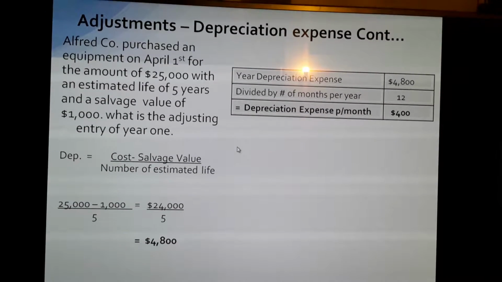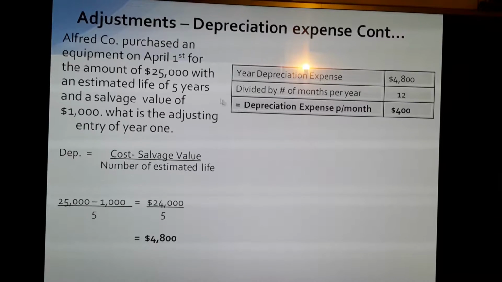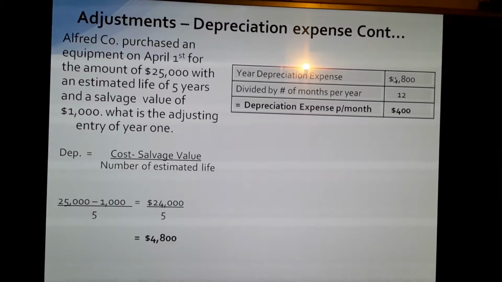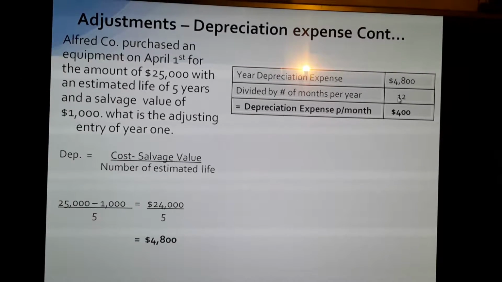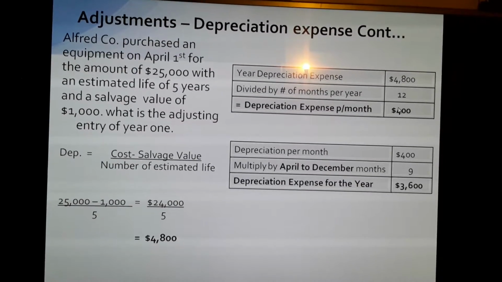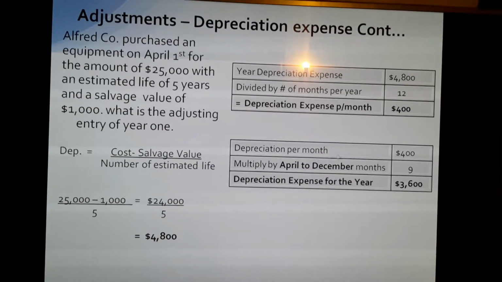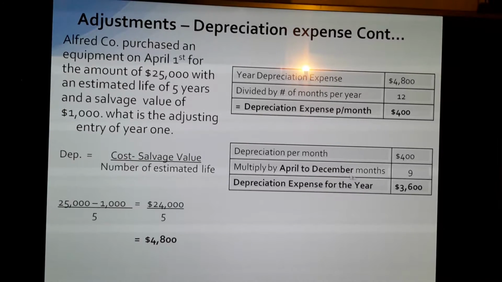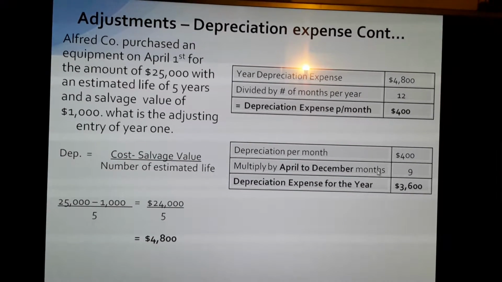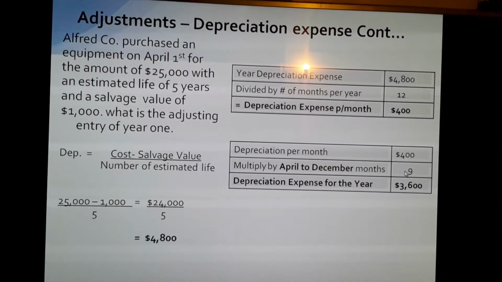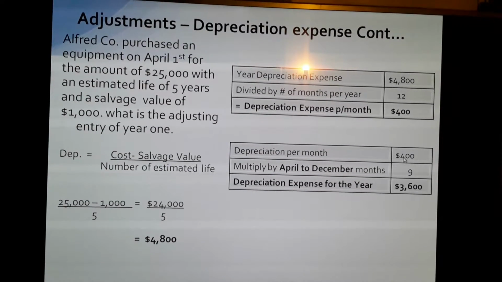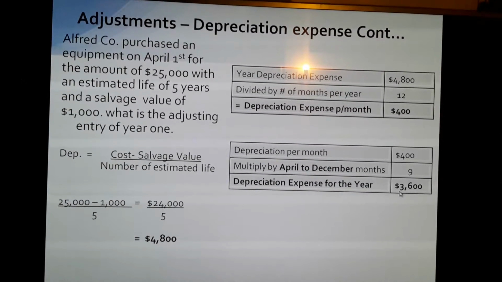But being that this asset was purchased on April 1st, for you to get the monthly depreciation, you have to divide 4,800 by 12. So it's gonna give you 400. Now 400 times 9 months, because from April to December 31st is 9 months. So 9 months times $400 per month of depreciation is gonna give you 3,600.